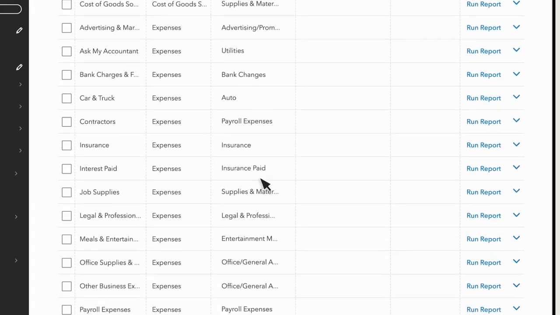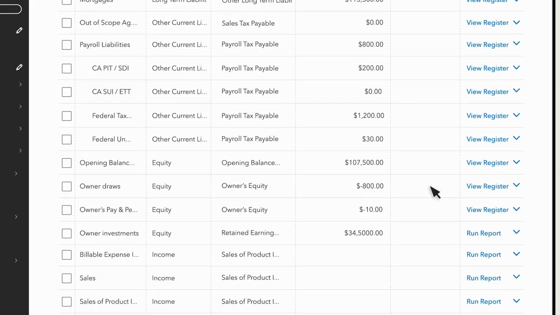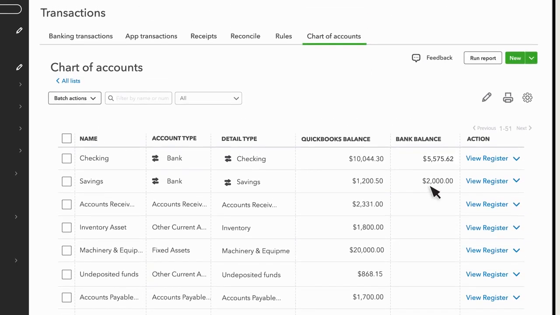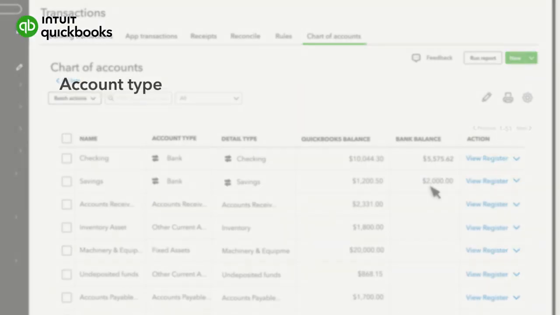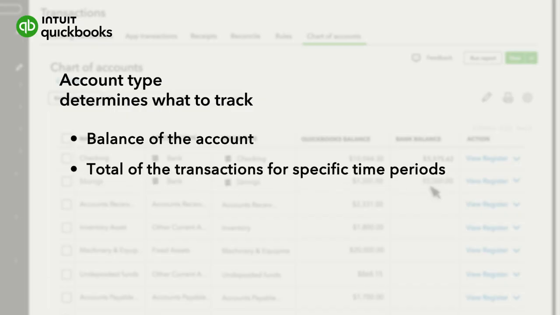But down in the office supplies expense account, you don't see a balance, like you do with the accounts at the top. Let's look closer at the type of accounts to see why. Each account uses a specific type. The type tells QuickBooks what the account should track, either the balance of the account or a total of the transactions for specific time periods.